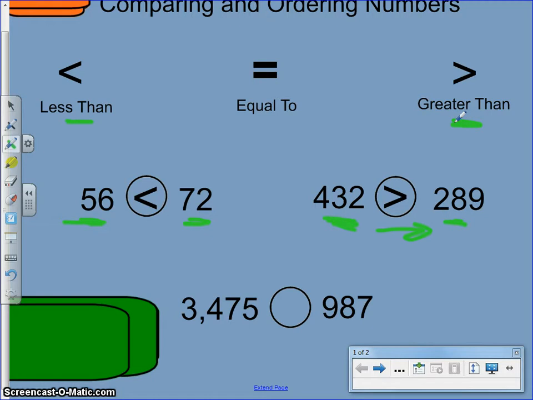Okay? And the other really important thing to remember when comparing numbers is to always remember to look at the place value of the numbers. This last example down here, we have two numbers.